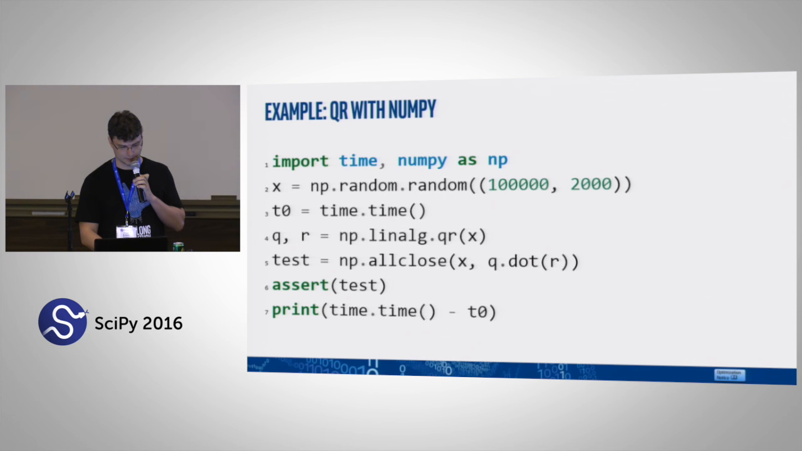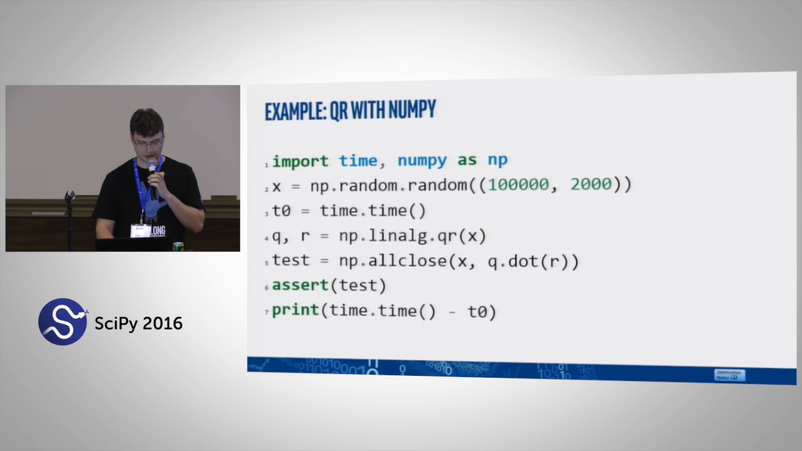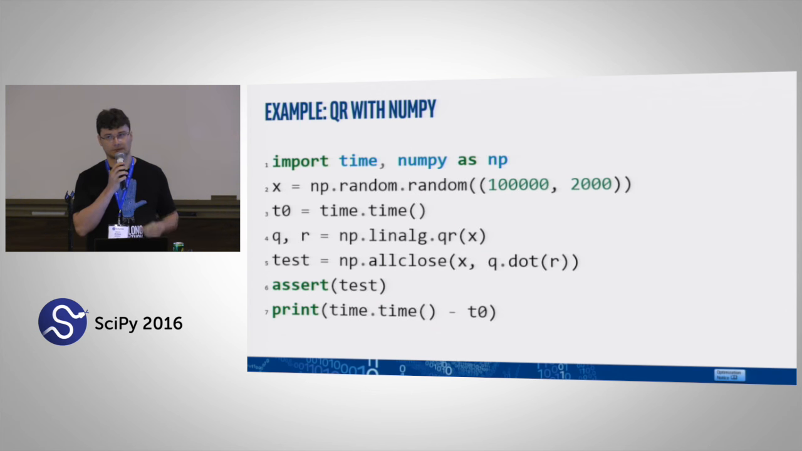So let's start with some examples finally. The code here is pretty much artificial. It just takes a QR decomposition and validates whether it was correct or not, implemented with NumPy in this case.